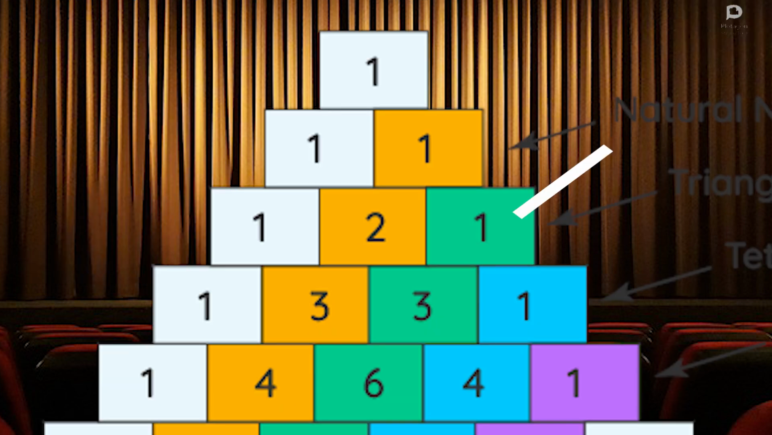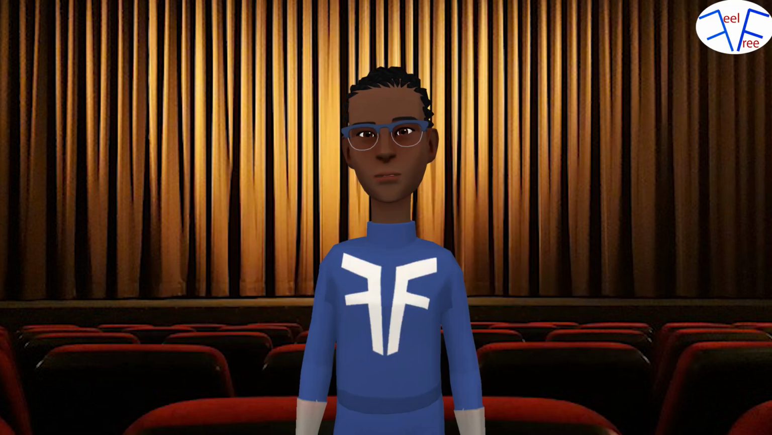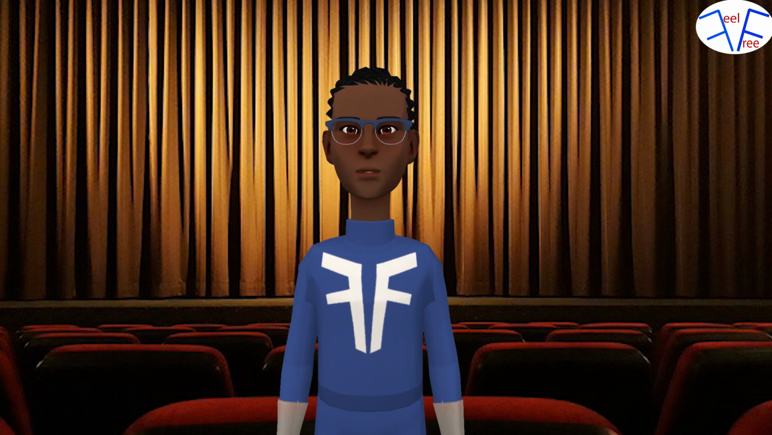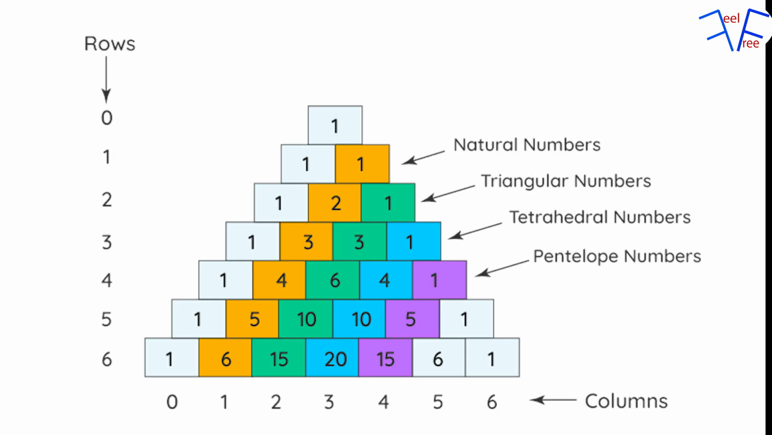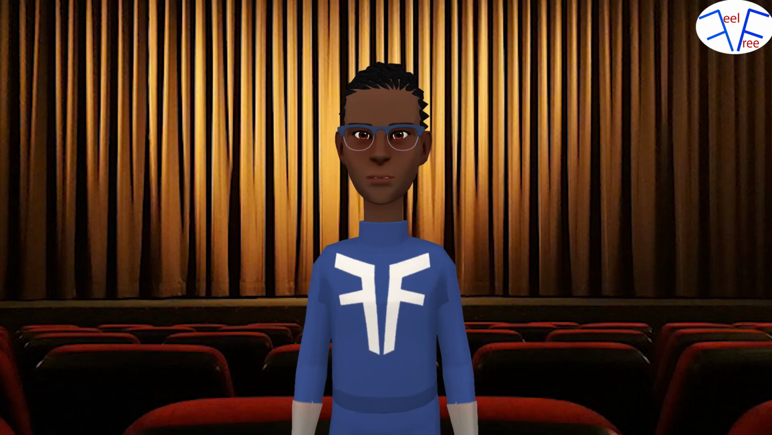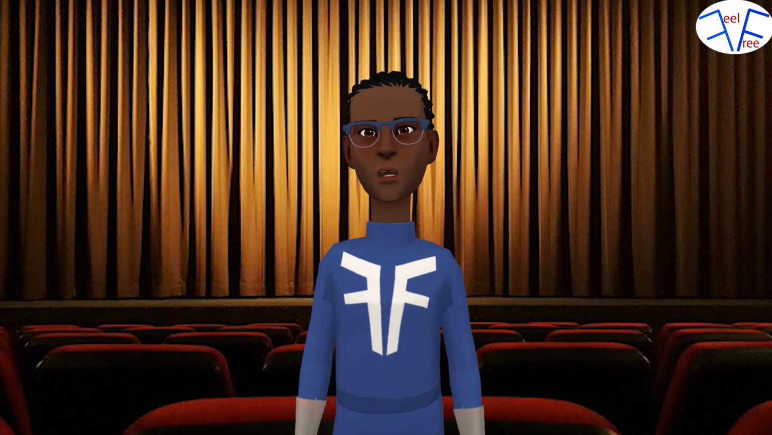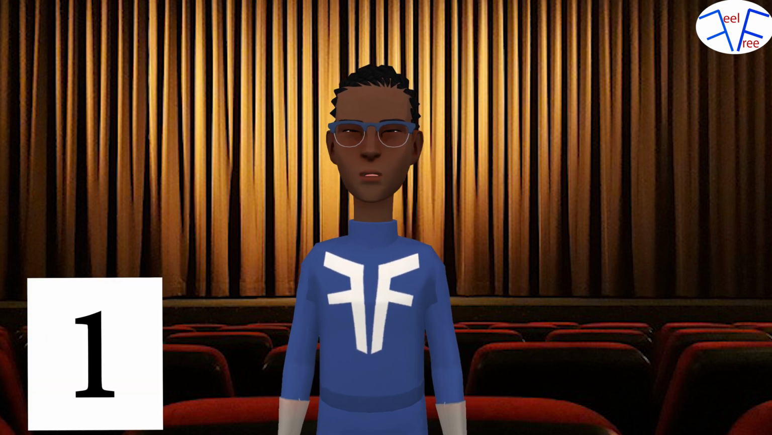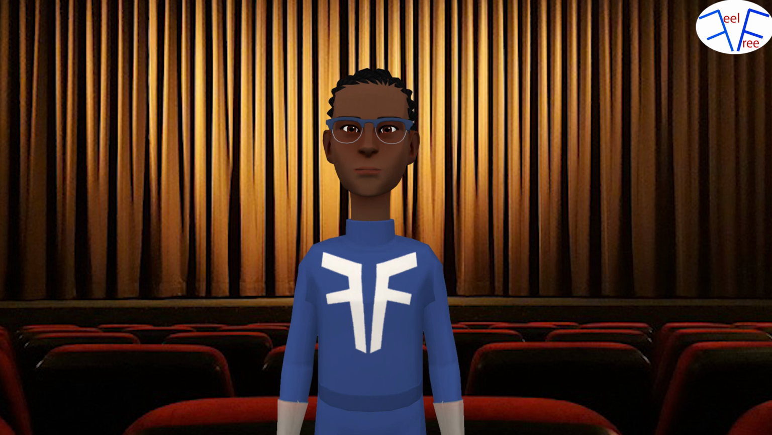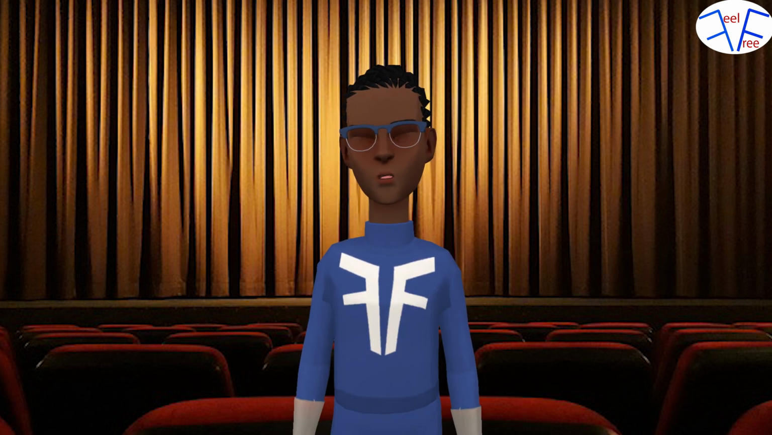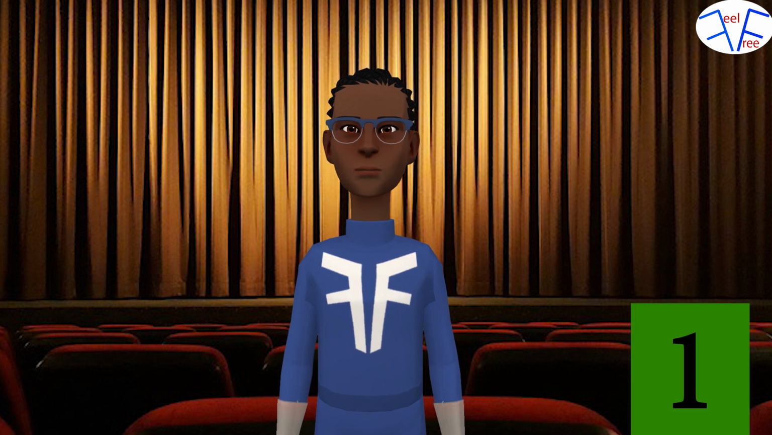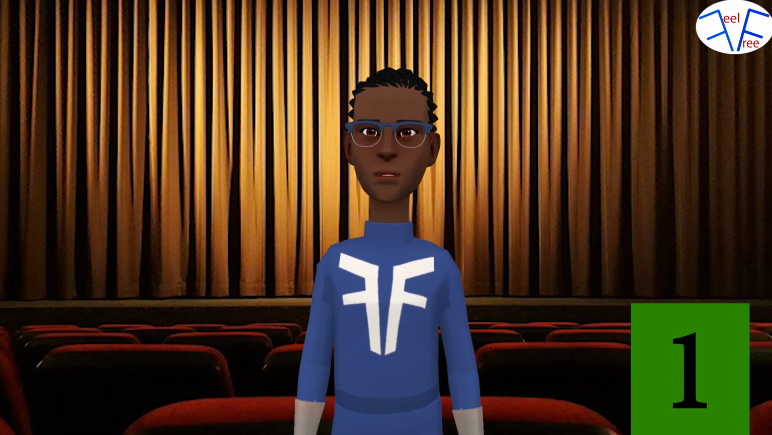In the third row of Pascal's triangle, we have 1, 2, 1. These numbers represent the coefficients of a binomial expansion, and they also correspond to the number of ways to choose items from the set. So for our example, the 1 on the left means there is 1 way to choose 0 items, which is not choosing anything. The 2 in the middle means there are 2 ways to choose 1 item. And the 1 on the right means there is 1 way to choose all 3 items.